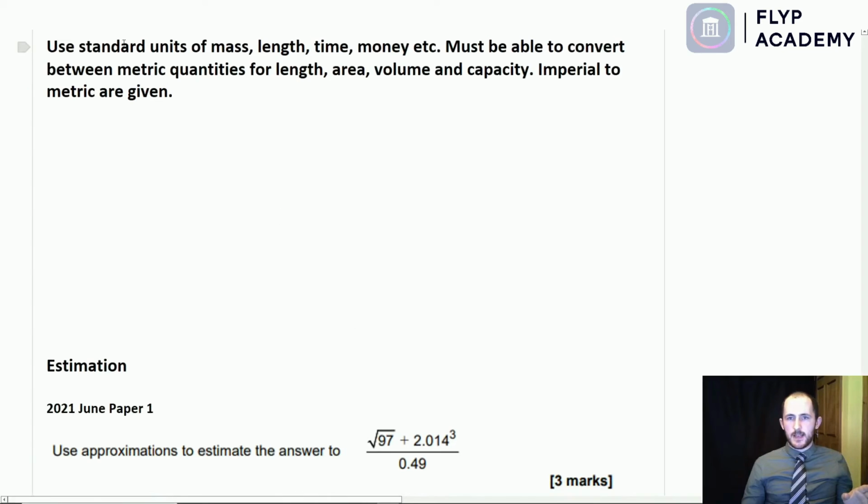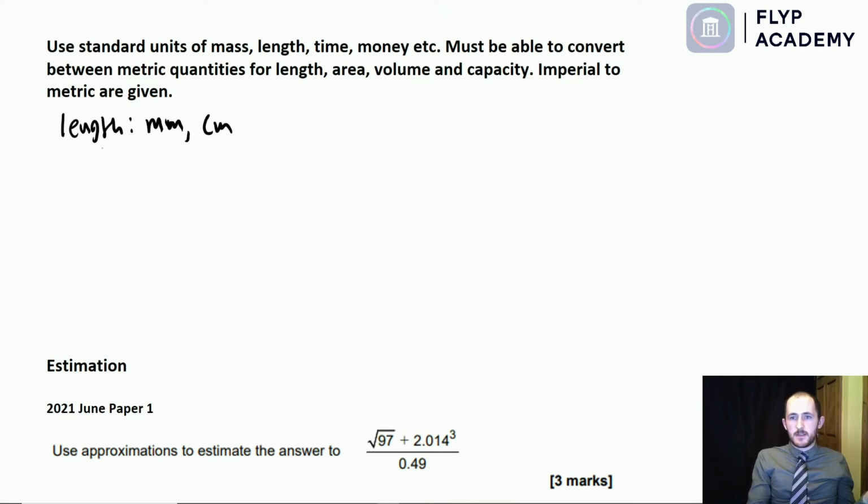And next, standard units of mass, length, time, money, etc. Convert between metric quantities. Imperial to metric are given. So simple, metric is what you use in science. Okay, so for length, you need to know millimeters, centimeters, meters, kilometers.